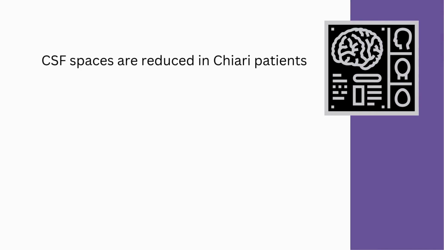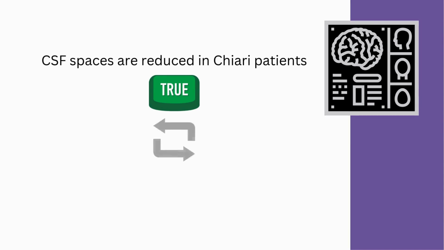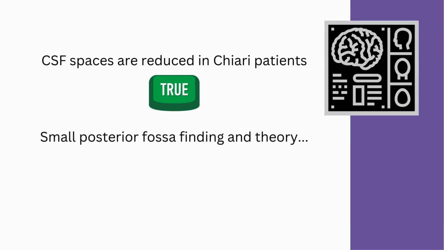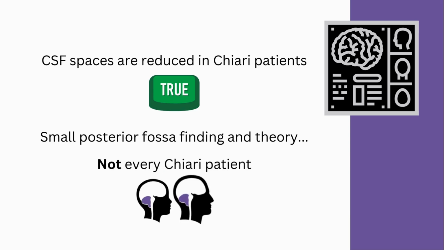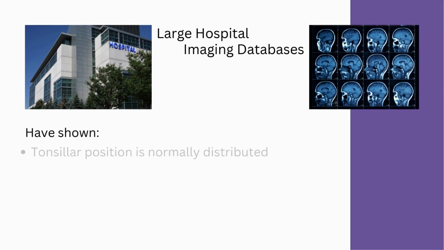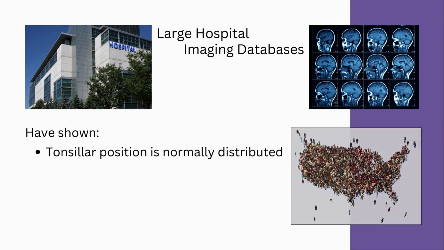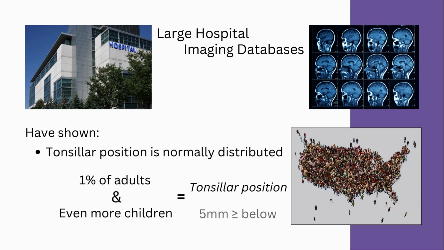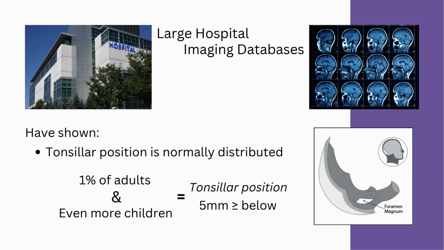His finding that CSF spaces are reduced in Chiari patients has been shown to be true repeatedly over the years, but the small posterior fossa finding and theory is not as cut and dried. Over time, not all studies have found this to be true, and it appears that not every Chiari patient has a small posterior fossa. In addition, studies of large hospital imaging databases have shown that tonsillar position is normally distributed in the population much like height, with nearly 1% of adults and even more children having a tonsillar position of 5 millimeters or more below the foramen magnum.